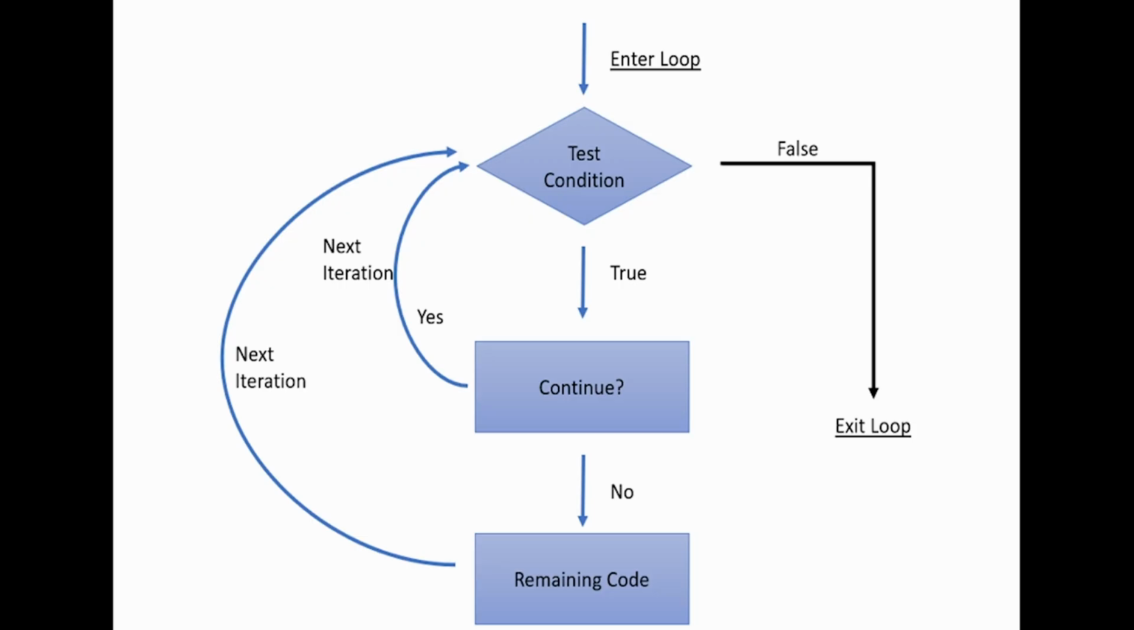When the continue statement is encountered, the program immediately skips the remaining code inside that iteration and moves directly to the next iteration of the loop. Let us understand this concept using a flowchart.